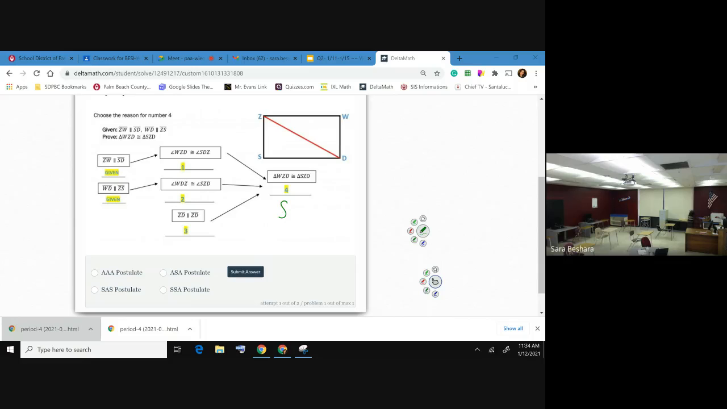Remember, there are 4 congruence theorems. Okay? Side, side, side; side, angle, side; angle, side, angle; and what was the last one? Angle, angle, side. Okay, remember the ones that don't exist: AAA doesn't exist for congruency, and the other one that doesn't exist is SSA.